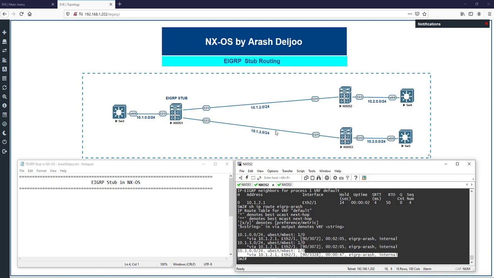10.1.3.0 is the link between switch 1 and switch 3, and 10.3.0.0 is the IP address of the directly connected network to NXOS3. Okay, and this is the default behavior.